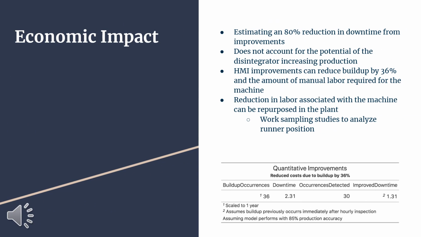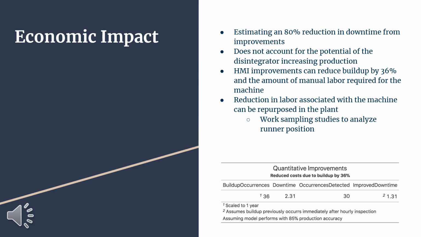Overall, we estimate an 80% reduction in downtime from our recommendations. However, this 80% does not account for any potential increase in production by implementing the disintegrator. We also estimate our HMI improvements to reduce buildup by about 36%. These improvements should also reduce the amount of manual labor required to keep the ring dryer operational.